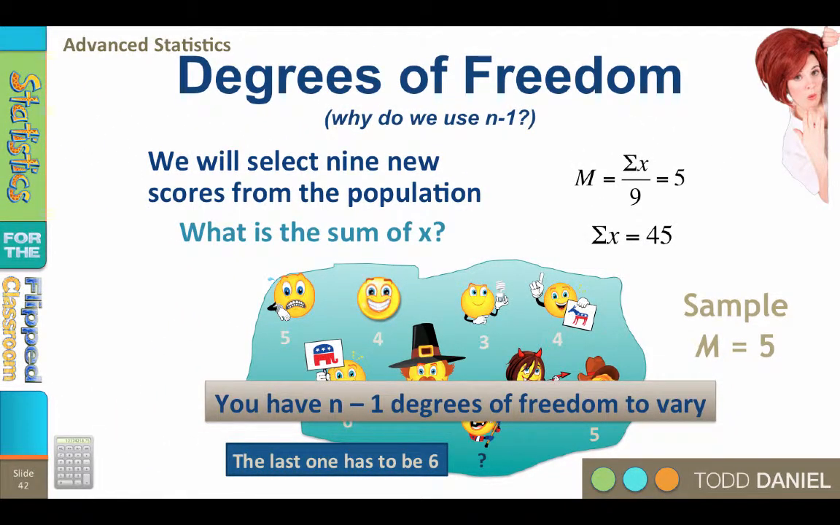Population estimates using n tend to underestimate the true population values. So n-1 is a corrective factor.